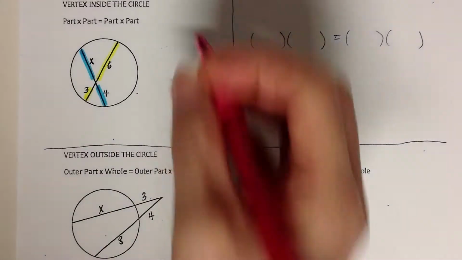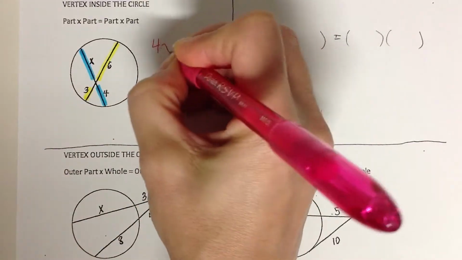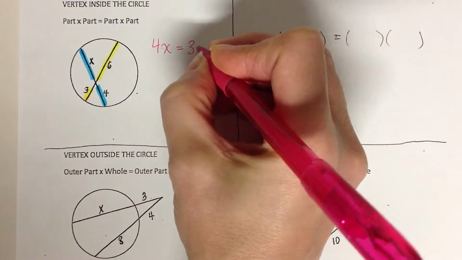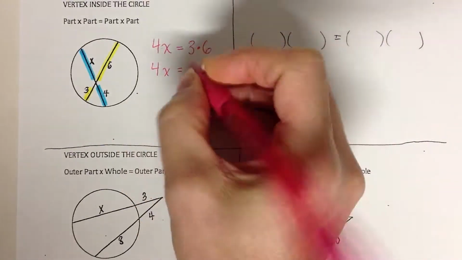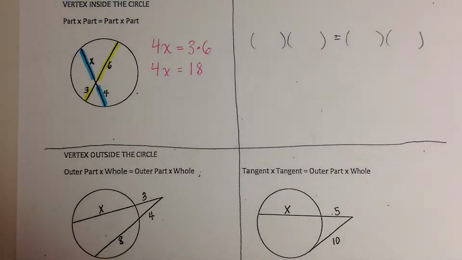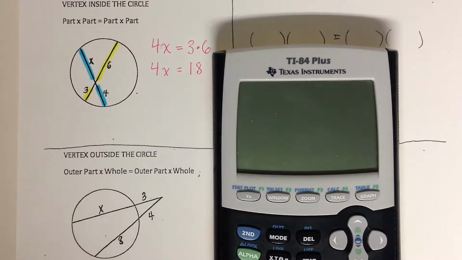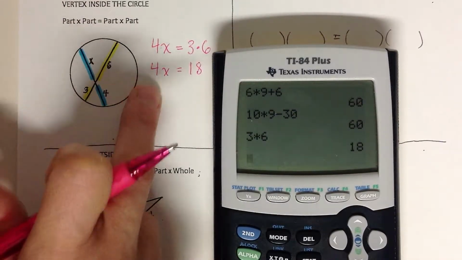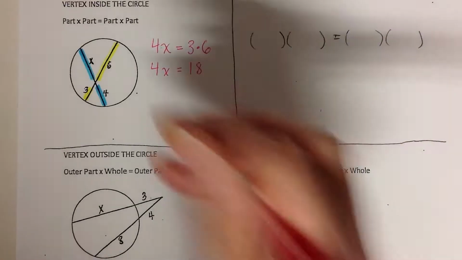So here we go. This is going to be x times 4, or 4 times x, is equal to 3 times 6. So I'm going to do 4x equals 18. I'm multiplying these two, and then I'm dividing by 4. x equals 4.5.